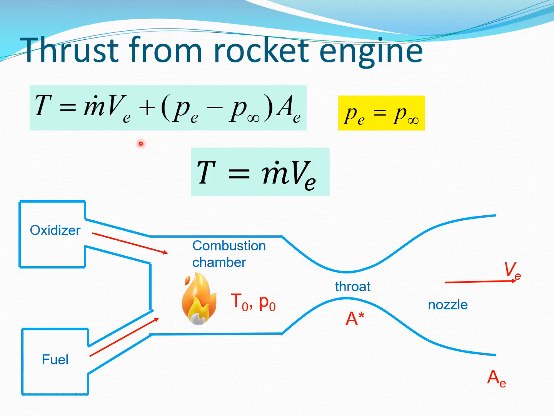Now we can make one more simplification in the thrust equation. We realize that when you are at this exit point of the engine, then PE is approximately equal to P infinity here. So this term is typically very small in comparison to the m dot VE term, and therefore we will say that thrust is equal to m dot VE. That's going to considerably simplify our life as far as the rocket engine thrust calculations are concerned.